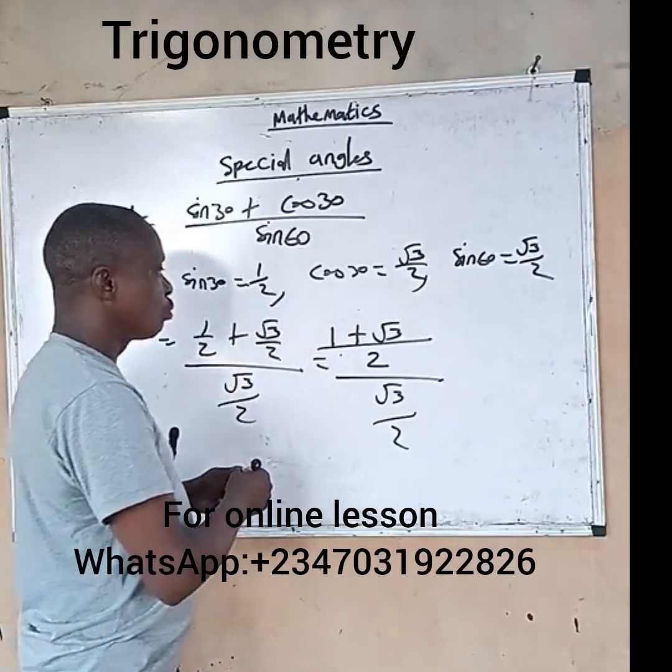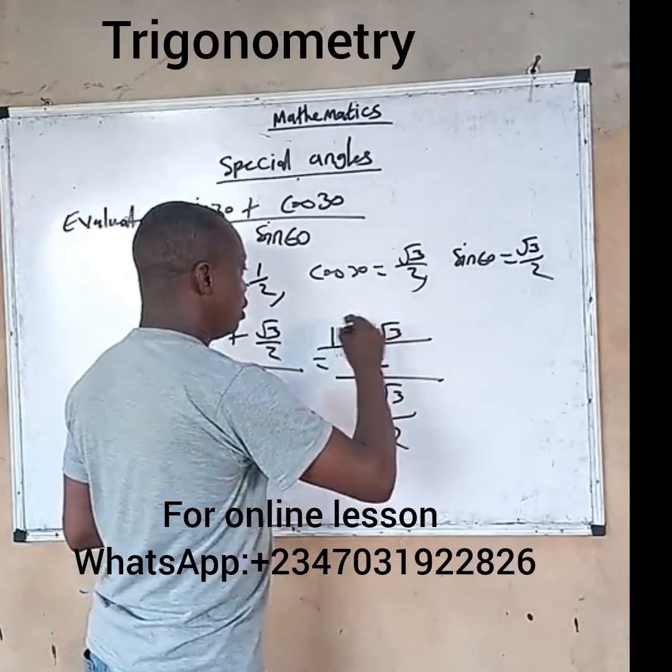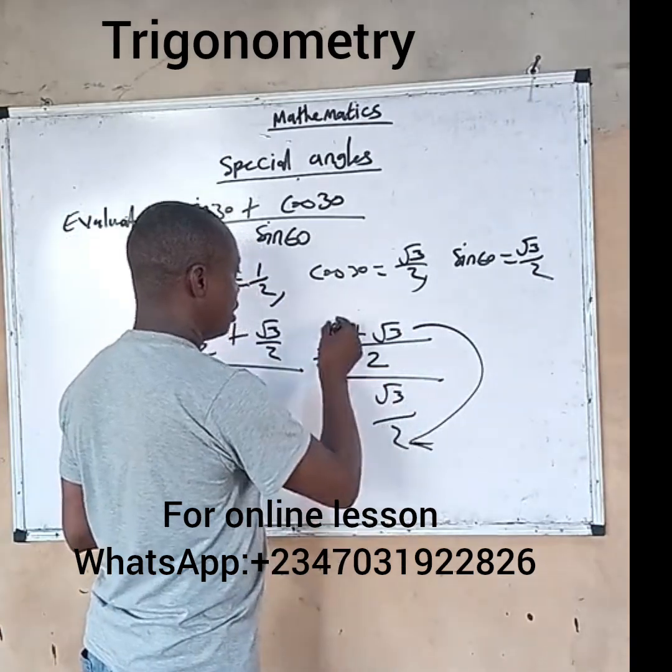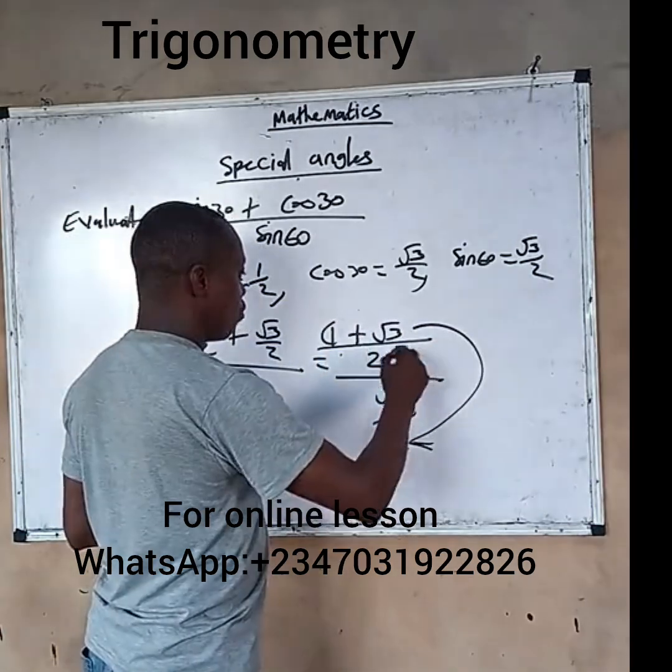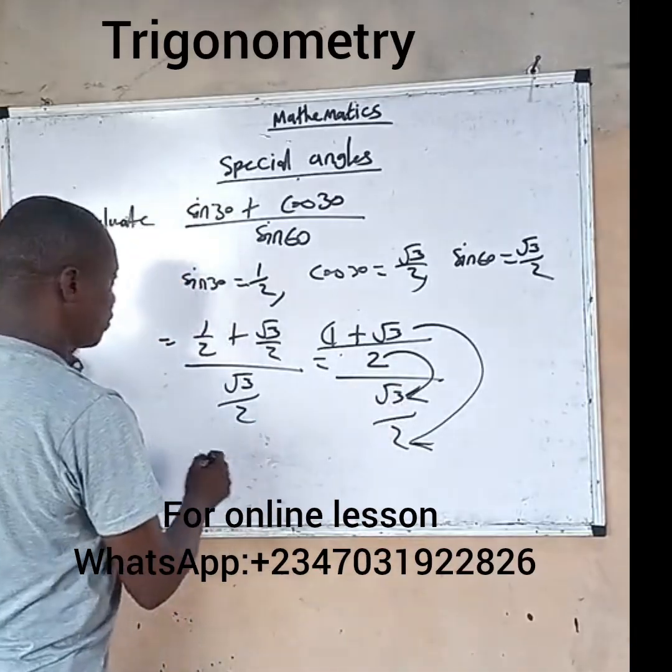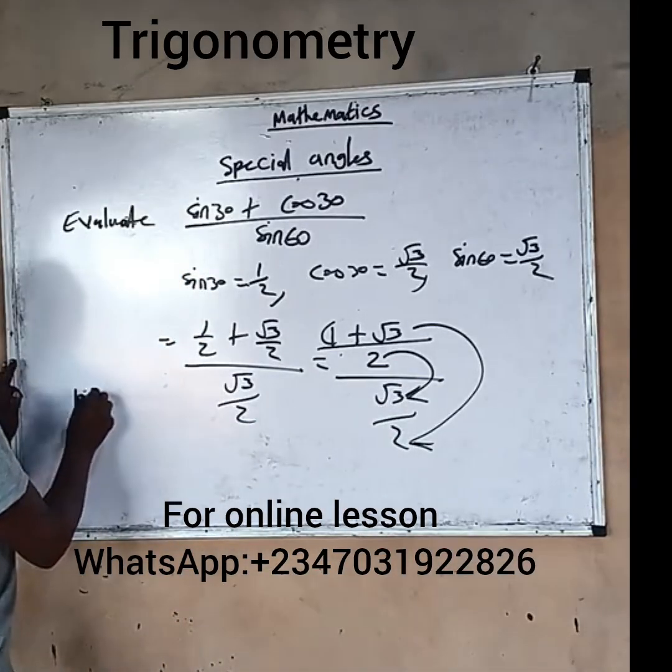So what we'll now do is far to far, near to near. This one and this one, they are together. This times this, they are together, and this one. Over this times this. Far to far, near to near. That is 1 plus root 3.